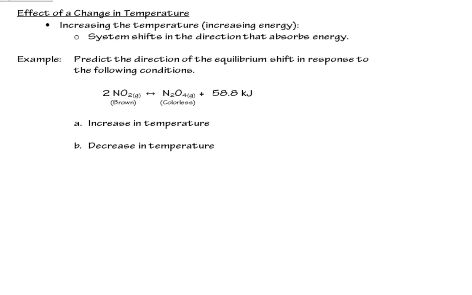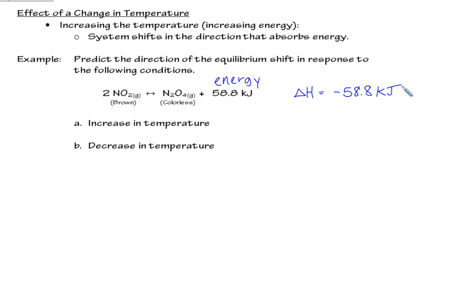Sometimes they might just say plus energy. So they might just write in the word energy, maybe they don't have the specific amount of energy. Or another option, they might list it over here. They might say delta H equals negative 58.8 kilojoules, showing that in the forward direction, we release 58.8 kilojoules. All of those are just a way of showing the energy value of this reaction.